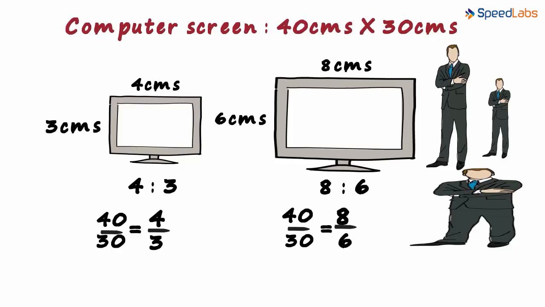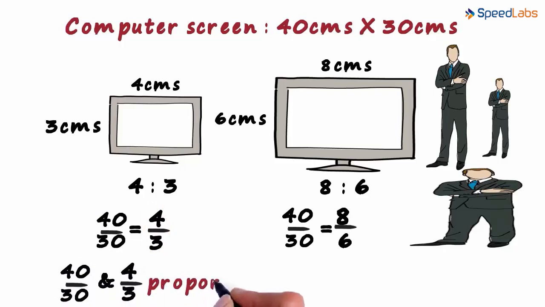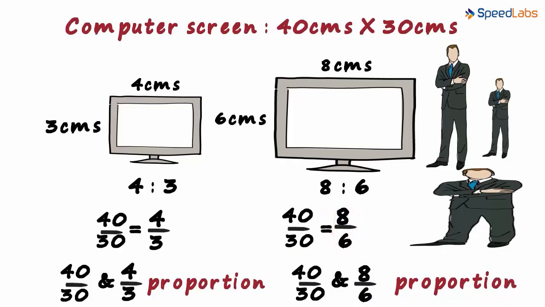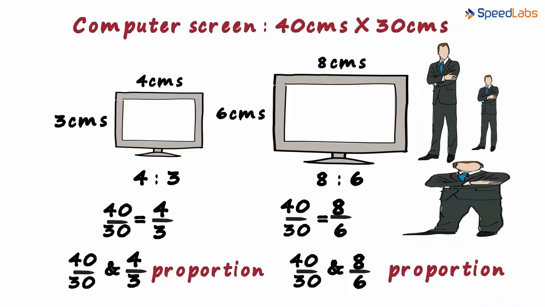Now let's get back to our first example. Since 40 by 30 and 4 by 3 are equal ratios, we say that 40 by 30 and 4 by 3 are in proportion. And similarly, 40 by 30 and 8/6 are also in proportion. If you observed well, you'd say even these two ratios are equal. If we divide the numerator and the denominator of this ratio by 2, we get 4/3. Hence, we say that the ratios 4/3 and 8/6 are also in proportion.